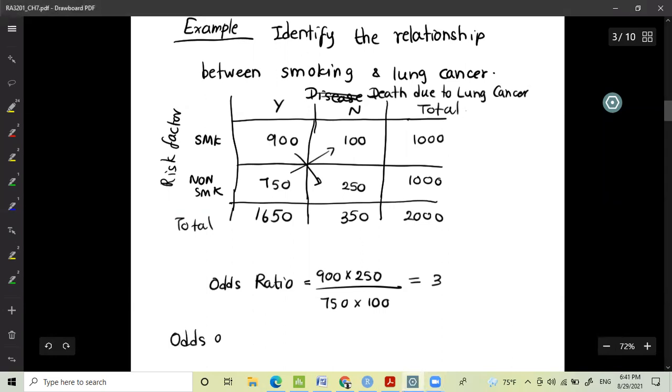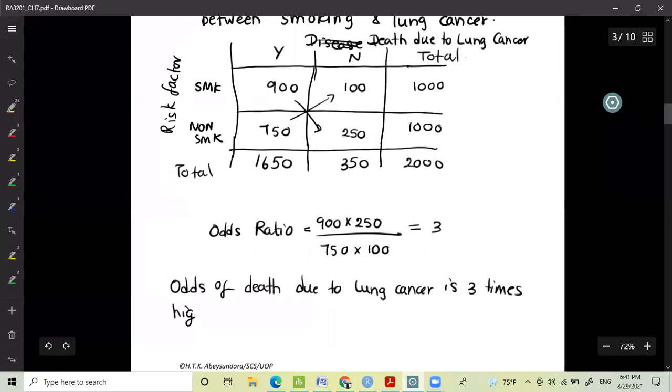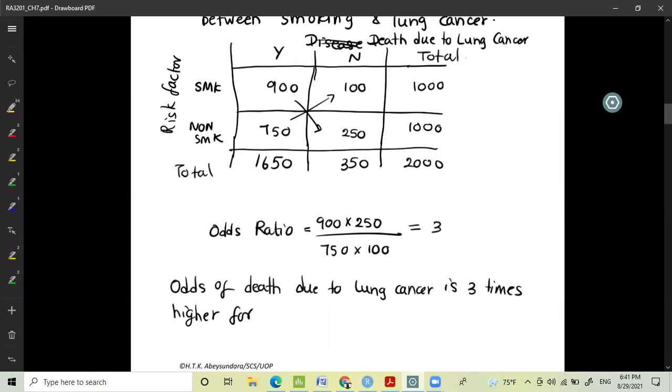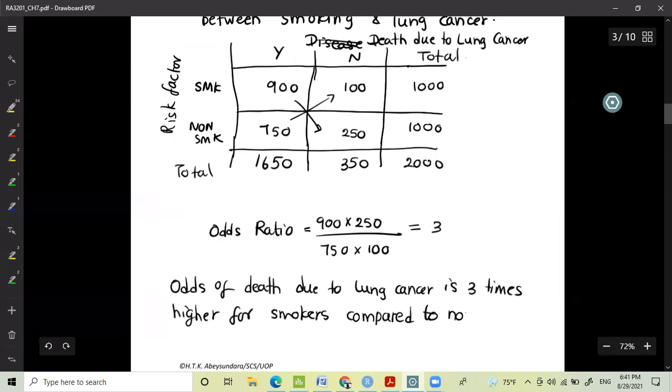Odds of death due to lung cancer is 3 times higher for, you are comparing smokers versus non-smokers. So smokers come first, higher for smokers compared to non-smokers. Okay, I think it is very clear. The odds of death due to lung cancer is 3 times higher for smokers compared to non-smokers.